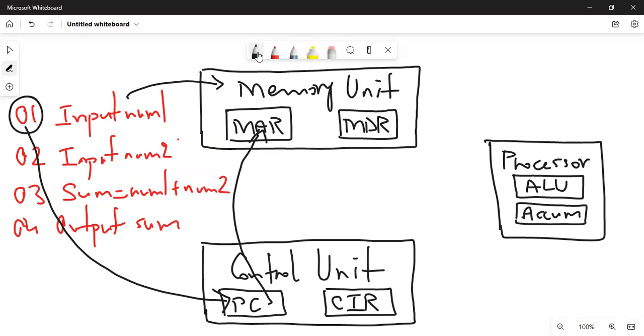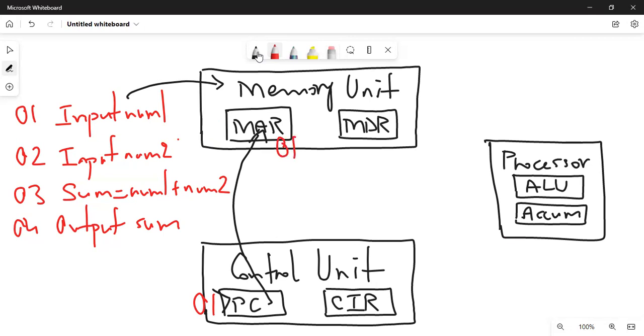Remember, the program is there inside your memory, and the control unit will help fetch the program instructions from the memory and give those instructions to the processor. Whenever a program starts, the address of the first instruction is 01, and it is there inside your PC. This address has been moved into the MAR register. So now MAR holds the data 01.